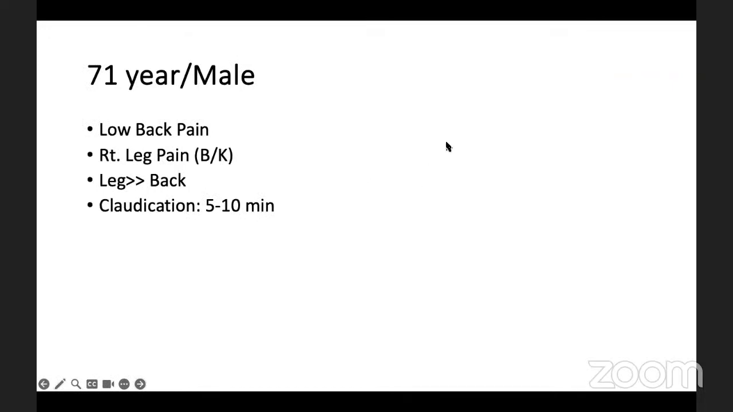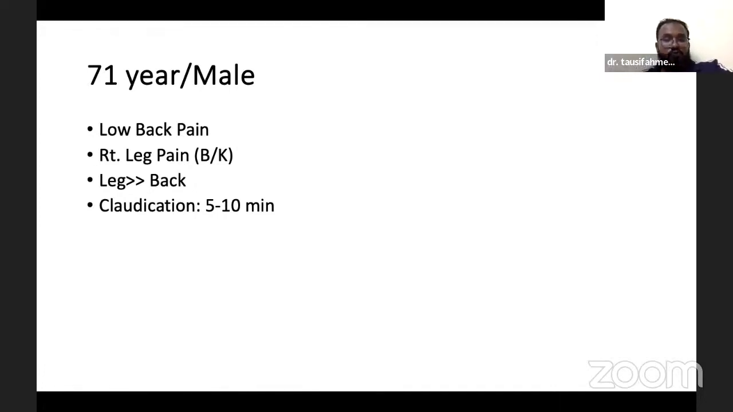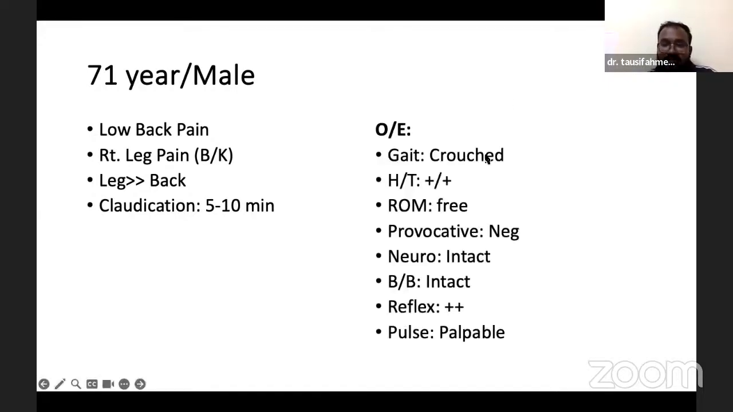Yeah. So this is a 71-year-old male who has come to us with low back pain and right leg pain, more of the below knee type. Again, leg pain is more than back pain, and claudication is for 5 to 10 minutes.